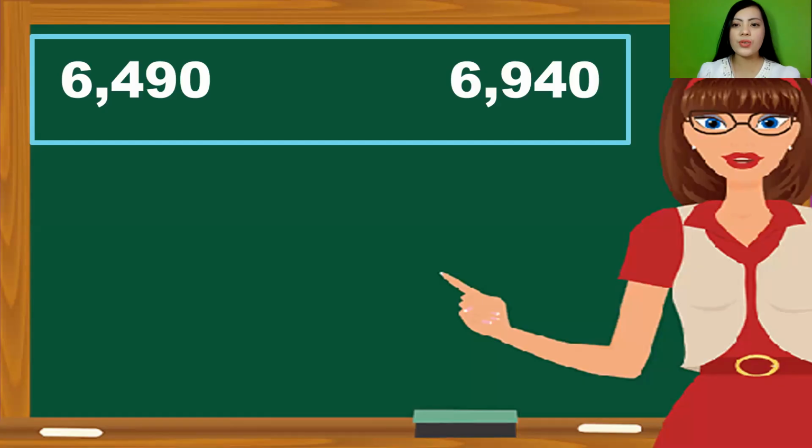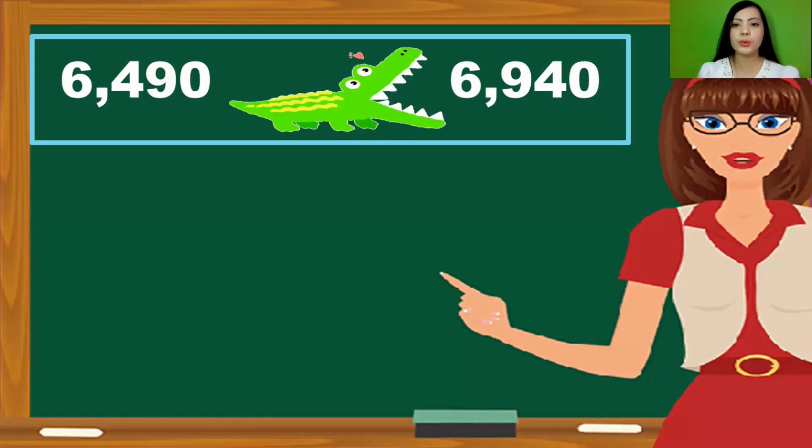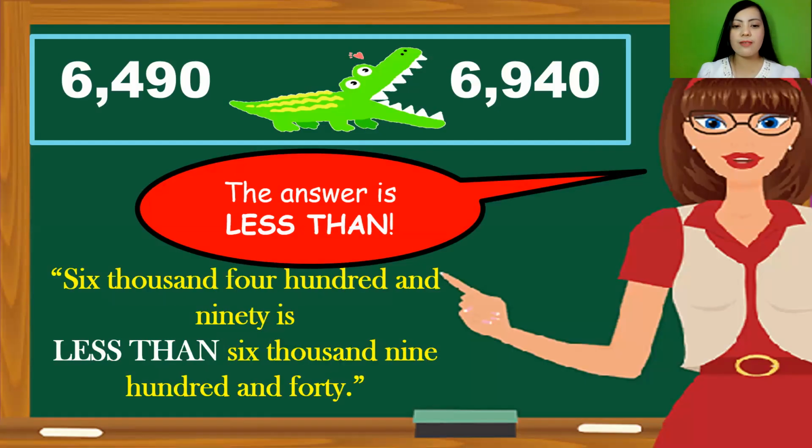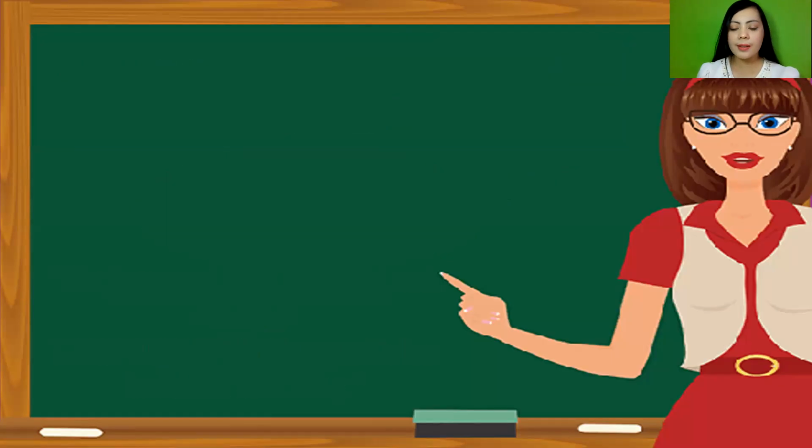6,490, 6,940. What do you think? Is it greater than or less than? All right, so the answer is less than. How are you going to read that? 6,490 is less than 6,940. That's how you're going to read with me as I read, right?